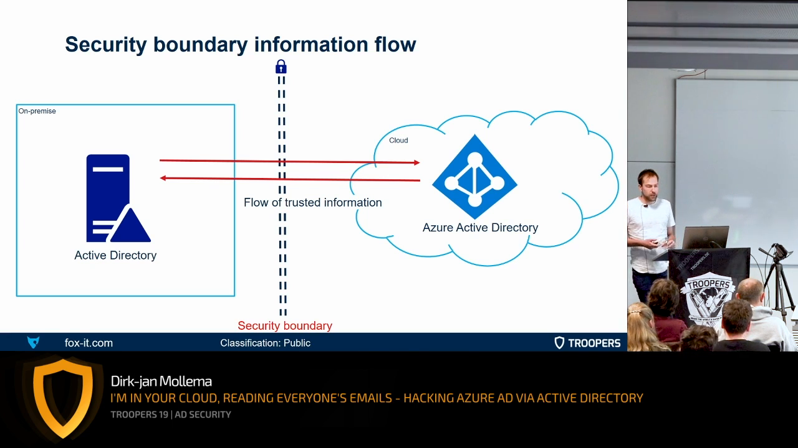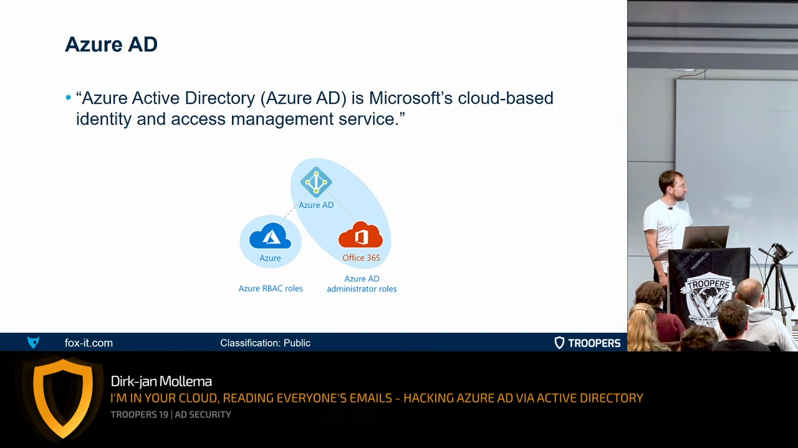So I really started looking at what information goes from on-premise to the cloud, and what information goes back. If you know what information is synced between the two, you can also start looking at who can influence this information. If I make some changes on-premise, how is that reflected in the cloud, or the other way around? That's kind of how I try to approach this. So let's start with Azure AD.